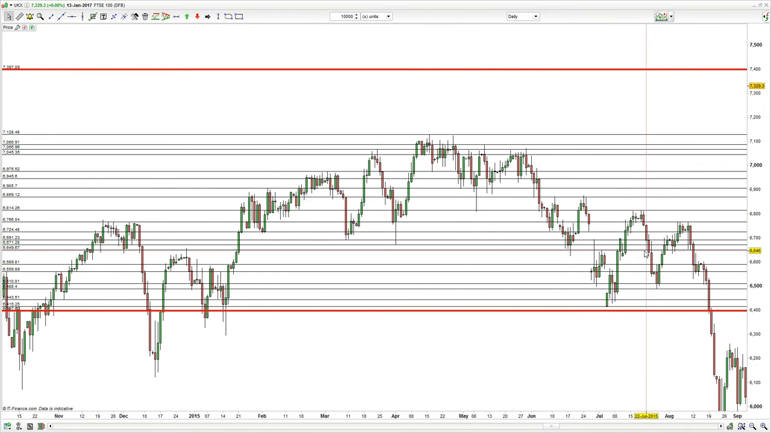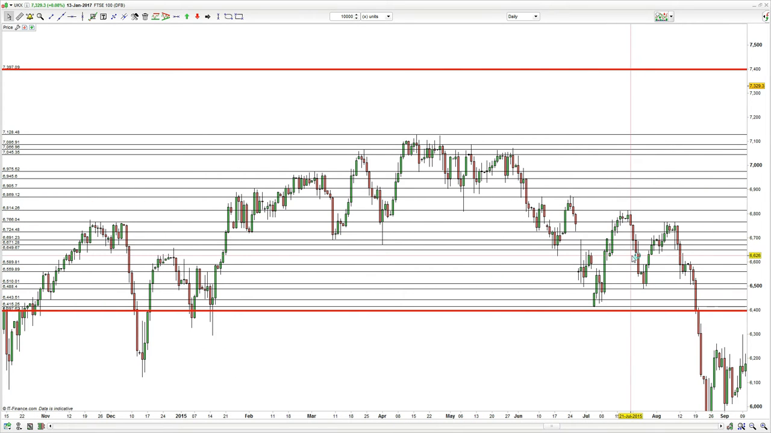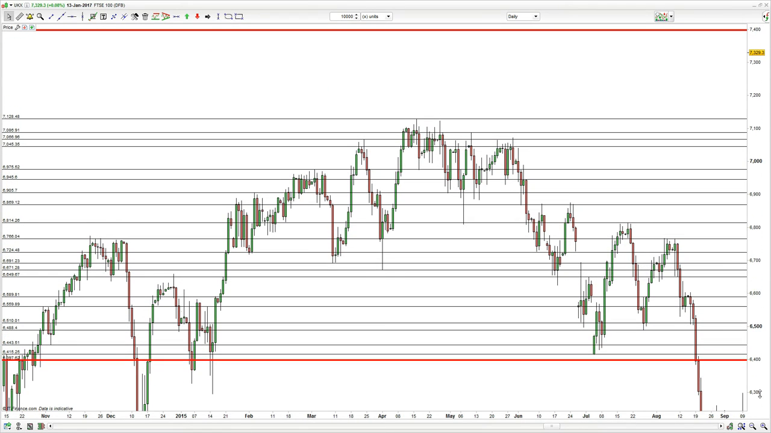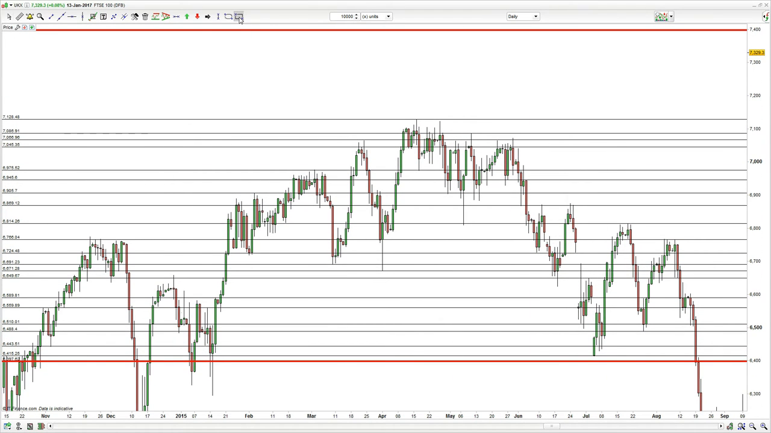So fantastic. We now have all our areas plotted. And to make these a little bit more visible for us, I'm going to colour them in with this rectangle tool. So I will speed this part up as it's quite boring to watch.